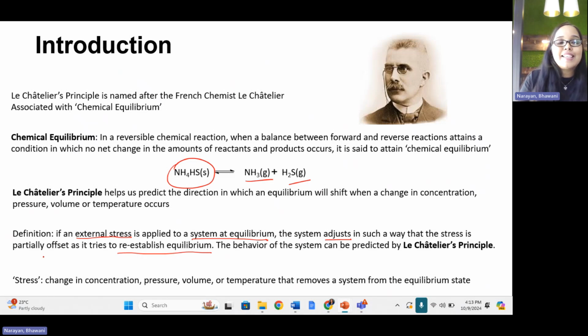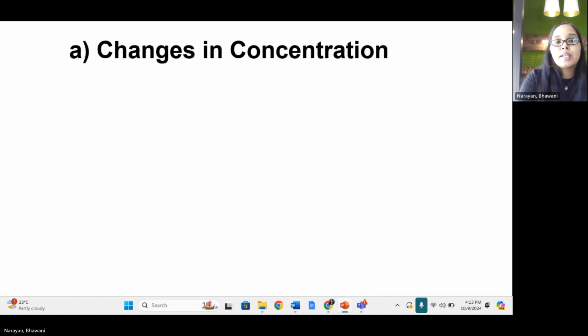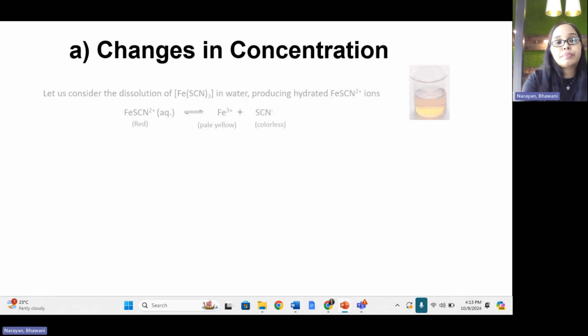By the stress here in this definition, I would mean a change in concentration, pressure, volume, or temperature that would remove the system from equilibrium state. So let me now put it down in a slide. We are going to assess the effects of the following changes on an equilibrium reaction: A, concentration; B, pressure and volume together; C, temperature; and D, addition of a catalyst. Let me go step by step and start with changes in concentration.